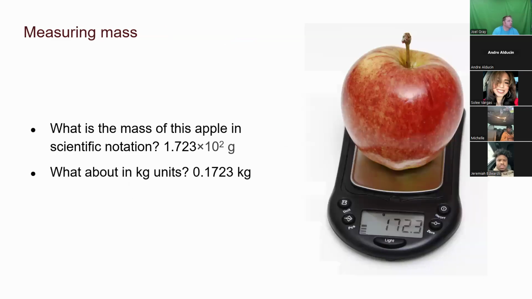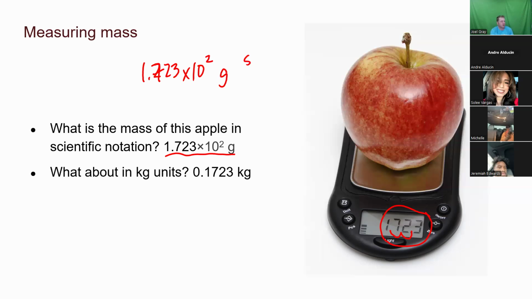Now, if we look at something like this, what is the mass of this apple in scientific notation? It shows up on this digital balance as 172.3 grams. Well, we can rephrase that using scientific notation and write it as moving the decimal 2 places, so 1.723 times 10 to the second grams. And in this case, we're going from scientific notation to complete notation or full notation. So that's why we use a positive value there, or that's why we're moving it to the right 2 places.